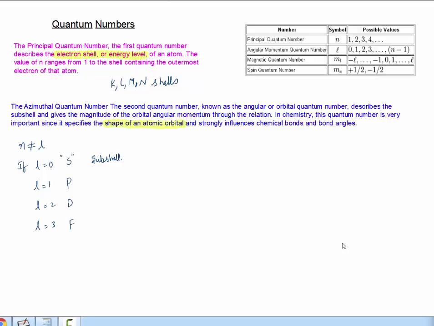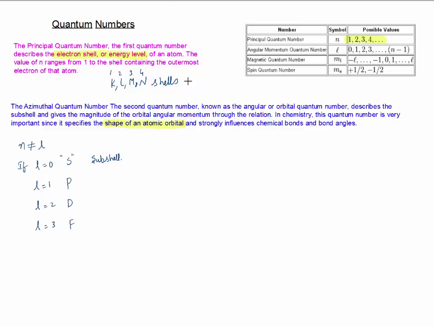In this lecture, we talk about quantum numbers. The first one which we deal with is the principal quantum number. It describes the electron shell or the energy level of an atom. The value ranges from 1, 2, 3, 4. This point is to be noted. Now, generally we specify K, L, M, N. That means for this the n value is 1, for this is 2, this is 3, and this is 4, and so forth and so on.